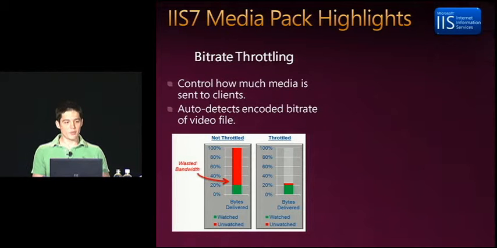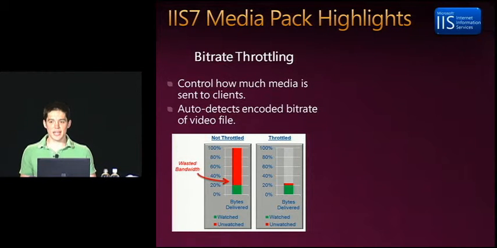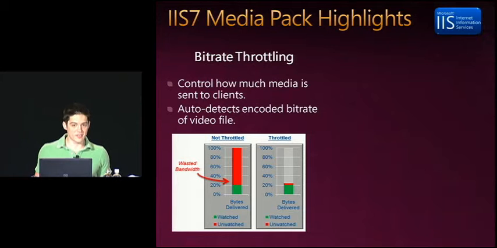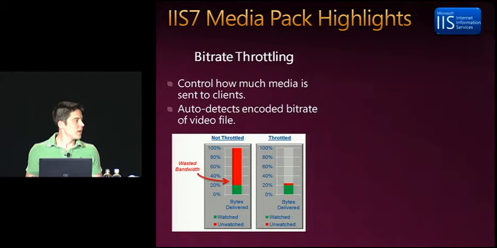So with bitrate throttling, when you install that add-on on your IIS server, you're able to control how much media is sent down to the client and also at what speeds. The way it works is you put a media file up on your server, and IIS detects when it's serving out the file that this is a media file. It also opens the media file and sees the encoded bit rate of that media file. And if your end user is just playing it back, then that's going to be the same bandwidth that the user is consuming the video at. So IIS basically only sends the video down at that bit rate.